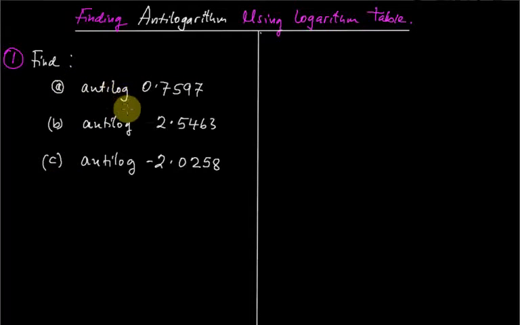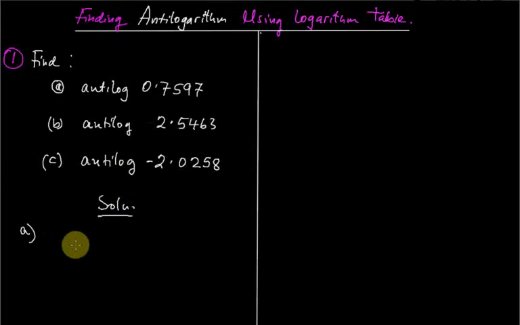Find the antilogarithm of 0.7597, the antilog of 2.5463, and the antilogarithm of negative 2.0258. So we are going to look at each of these questions and we are going to do it. So when we are asked to find the antilogarithm, this is our solution of number 1.